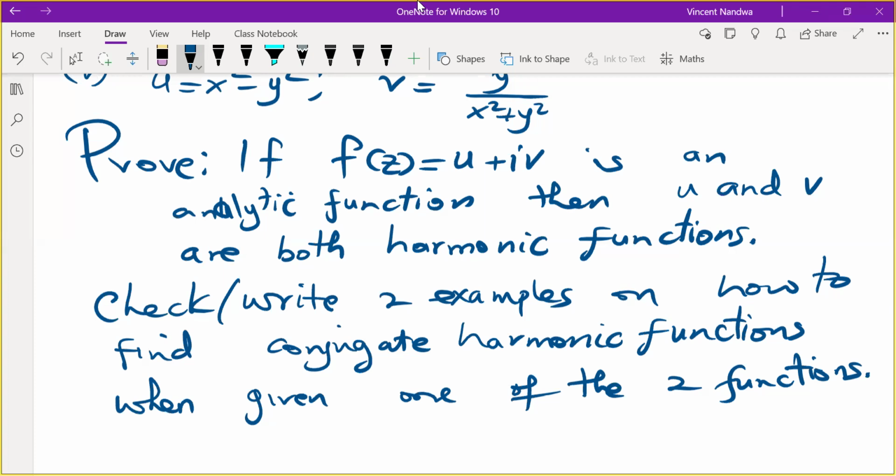So next week we'll be doing the CAT 1. You tell me whether you want it to be online or physical next week on Friday.